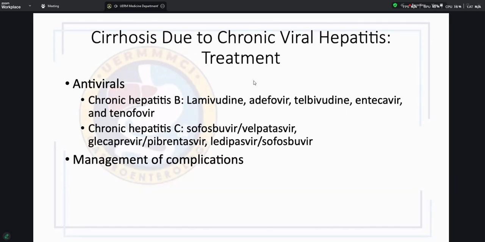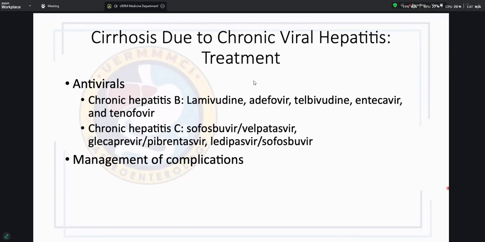Since we are talking about individuals here who already have cirrhosis, what we want to do is to prevent complications. We treat the virus because we want to suppress its activity. So for hepatitis B, we have a number of options for those already with cirrhosis. We usually give this for life.